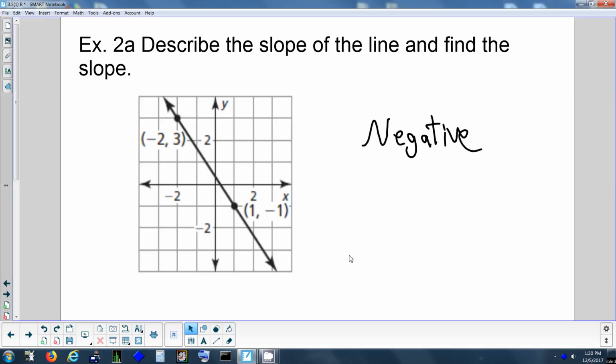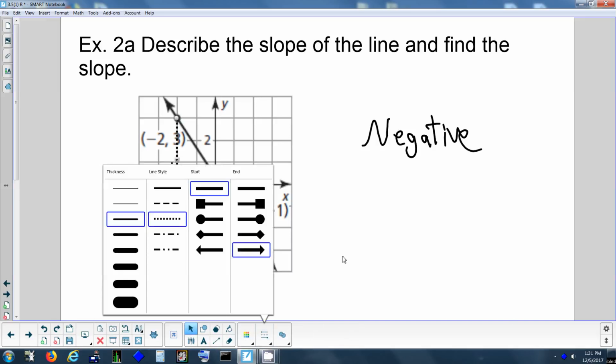Jenny, when I count down, how do I know when to stop? I'm not going like this. I got to stay on these lines. How do I know when to stop? Do I keep going? Tell me when to stop. Stop. Why? Because that's where the other point is, right? So I'm going to count down how many? 1, 2, 3, 4. I went down 4.